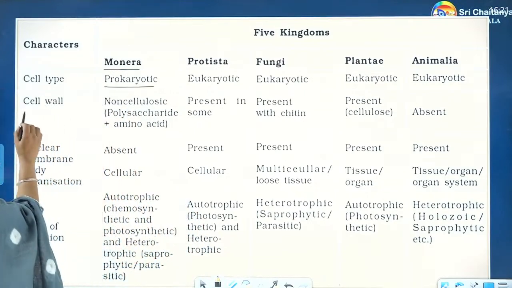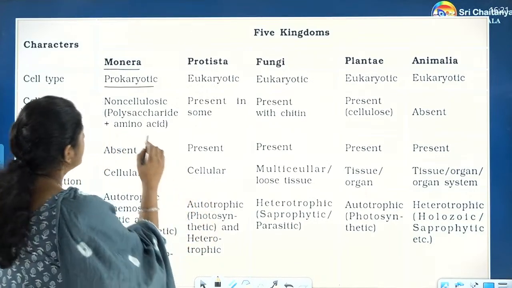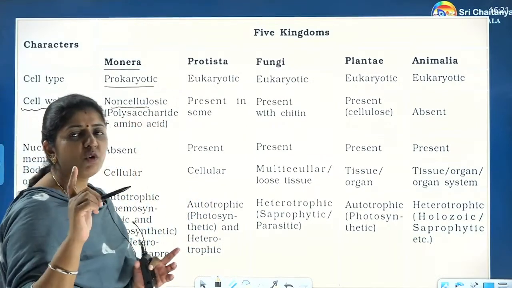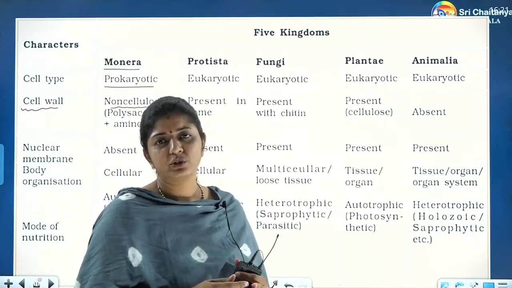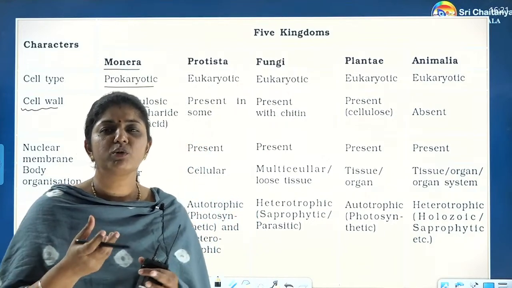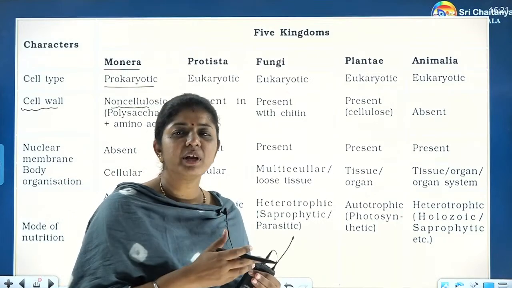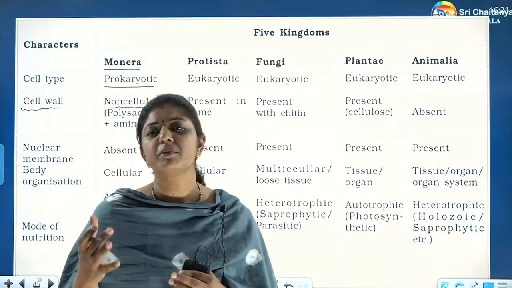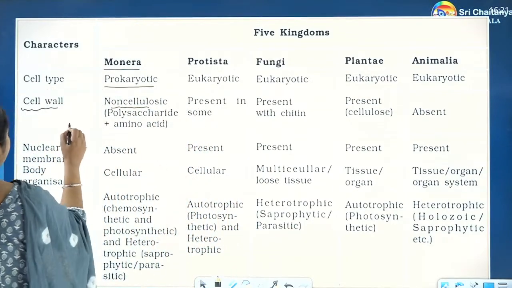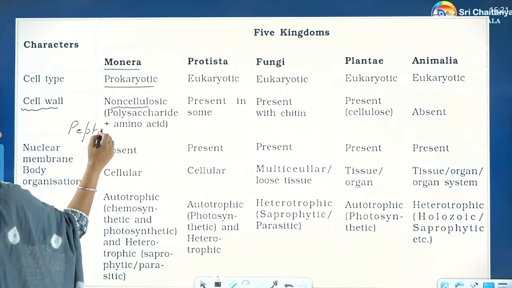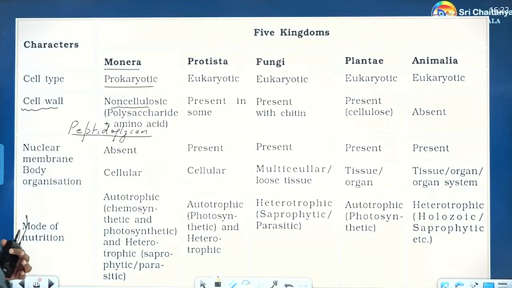Then let's see the next one, cell wall. In the case of Monera, there is a non-cellulosic cell wall. Just focus on the word I am speaking. Non-cellulosic means which is not made up of cellulose. I hope you know a little bit about the plant cell wall, which is made up of cellulose. So opposite to that we say it is non-cellulosic. Then which substance is it made up of? It is made up of peptidoglycan, right? Peptidoglycan, which is a polysaccharide.